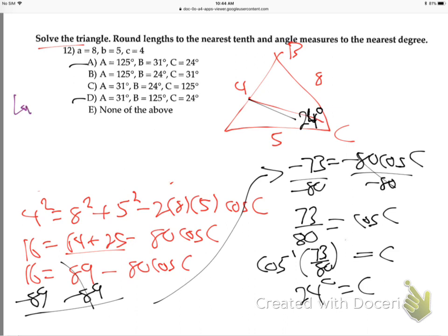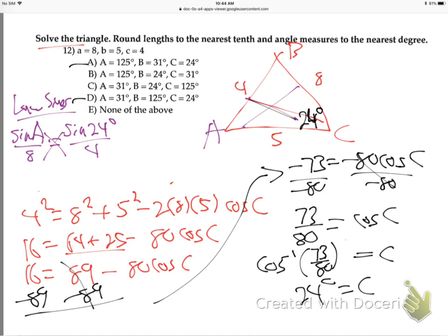So law of sines. So I'll use C, and what am I going to find? It doesn't matter. Like, I'll find angle A over here. That'll be great. So I want the sine of A over 8. You can start with A or B. It doesn't matter. Sine of A over 8 is the sine of 24 over 4. Is that good to there?